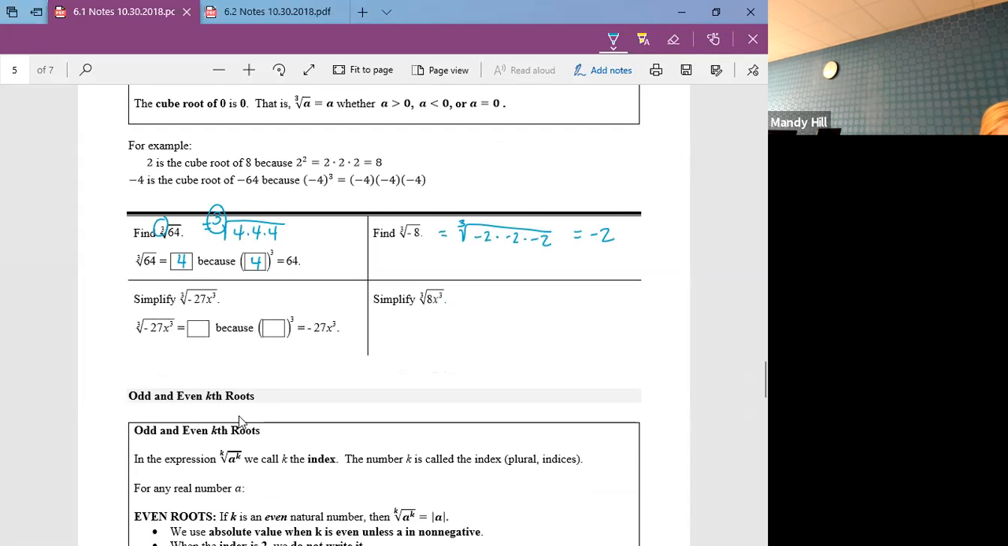This one, our answer is -3x. And the reason that's our answer is because -3 times -3 times -3 gets me -27, and x times x times x gets me x to the third. So -3x cubed is -27x to the third.